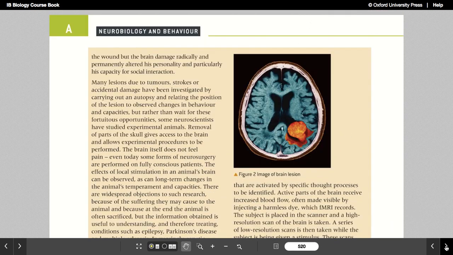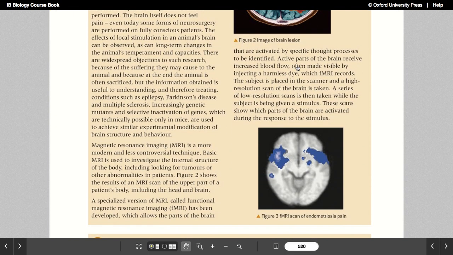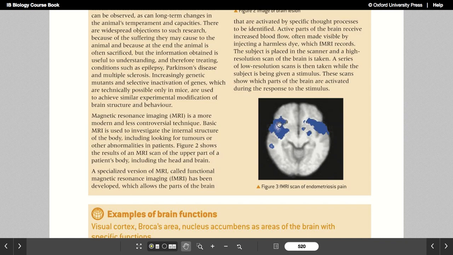And moving forward. Picture here of a brain lesion. Picture here of an fMRI, which means a functional MRI. So you can look at what's happening in somebody's brain when maybe they're looking at a picture, or if they're reading a book, or in this case, if they're having pain that has to do with endometriosis.